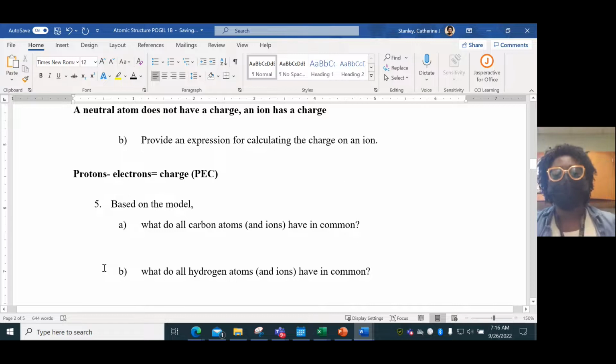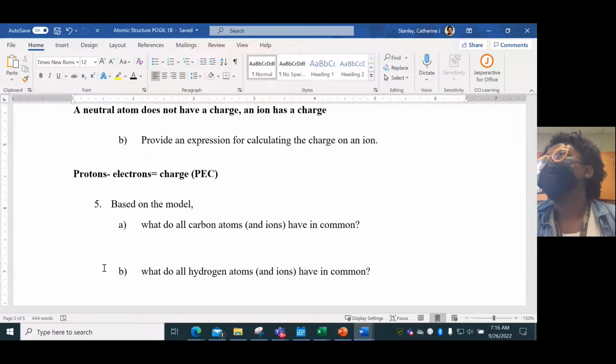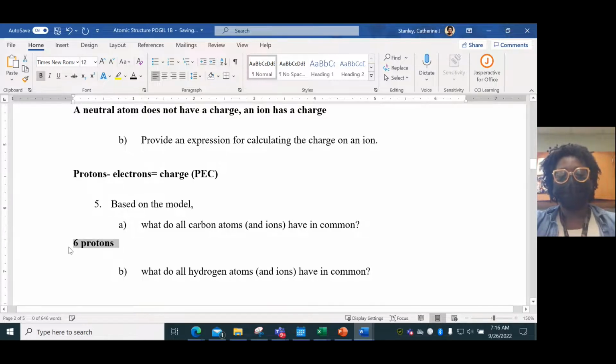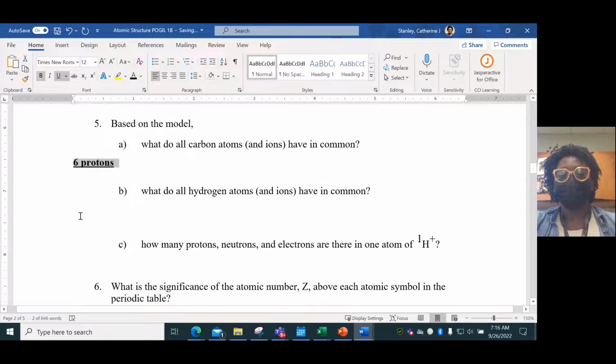Based on the model, what do all carbon atoms and ions have in common? What do they all have in common? You answered this earlier. Good job, 6 protons. What do all hydrogen atoms and ions have in common? Good job, 1 proton.